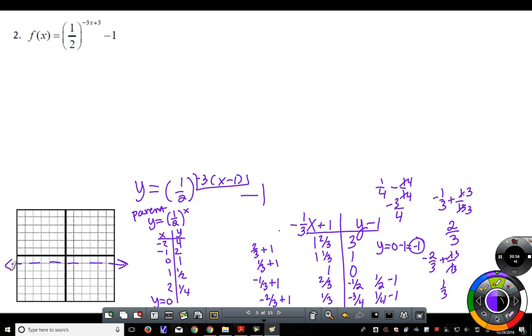And then I'm going to plot all those points, and they should make some sort of exponential curve if I did it correctly. Okay? So 1 2/3, 3, 1 1/3, 1, 1 0, 2/3 negative half, and 1/3 negative 3. All right, so I got something that looks like this.